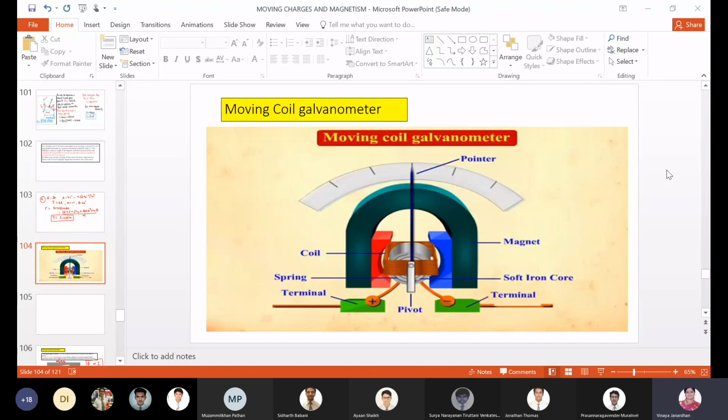Basically, it depends on the current flowing through the coil. If you connect an ammeter in an electrical circuit, when the current flowing in the circuit is of greater magnitude, the coil inside the ammeter will undergo a greater torque. The coil is always attached to a pointer. So more the torque, more will be the deflection of the pointer, which means the deflection of the pointer is directly proportional to the current flowing through the coil.